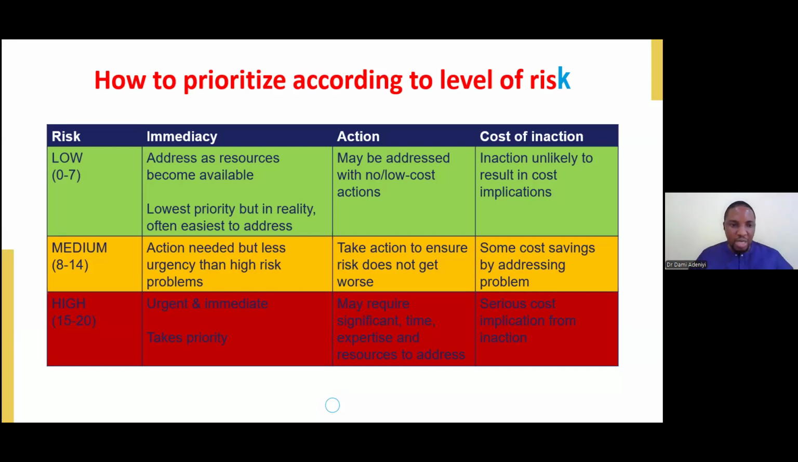The reverse is with high risk. They need urgent attention because they lead to severe damage, or they are very likely to occur. So it's important to prioritize them. Often the action to deal with this would require significant time, expertise, and resources. But the cost of inaction is also very often severe or serious.